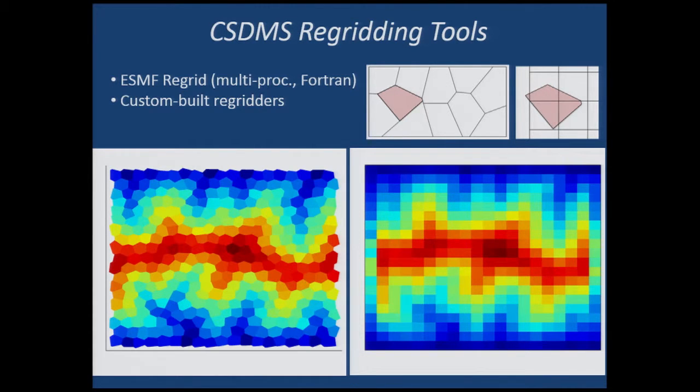And then there's the regridding I mentioned. This is an example of regridding from one type of grid that a model might have to another type of grid. And there's that ESMF tool for that.